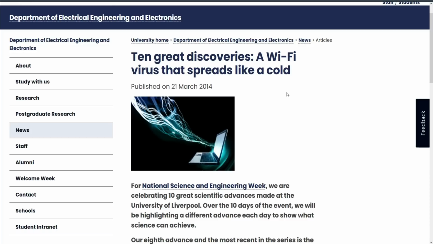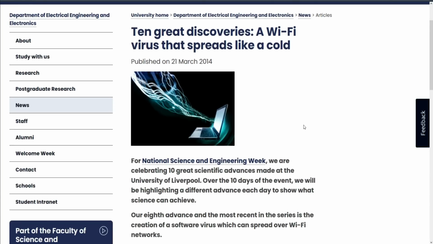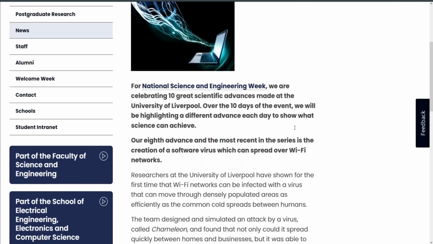So I come across this article, and it's a long time ago. This was published on the 21st of March 2014, and it's talking about 10 great discoveries, a Wi-Fi virus that spreads like a cold, and that's what intrigued me and caught my attention. So it's talking about how, for National Science and Engineering Week, we are celebrating 10 great scientific advances made by the University of Liverpool. Over the 10 days of the event, we will be highlighting a different advance each day to show what science can achieve. Now you can take this what you will, I'm just showing you what I found.